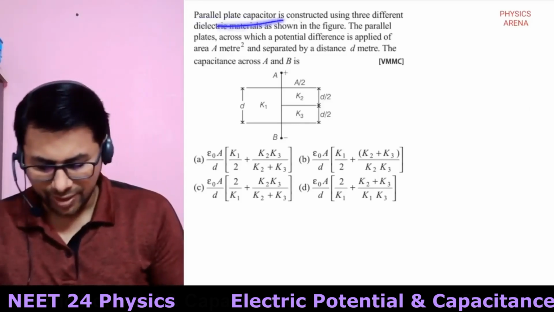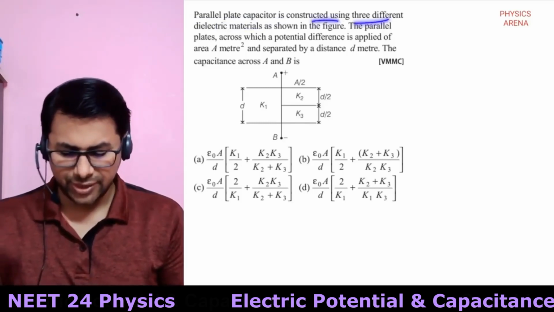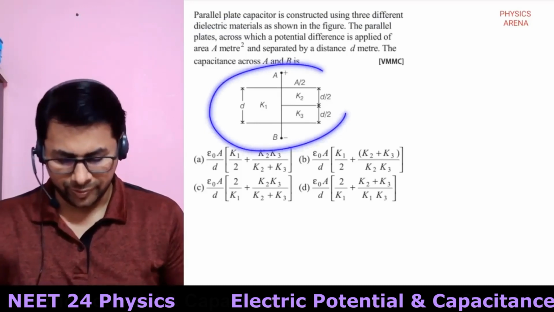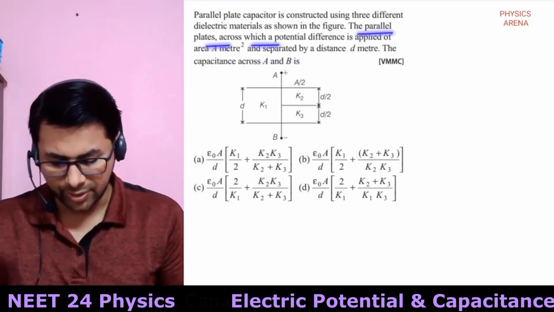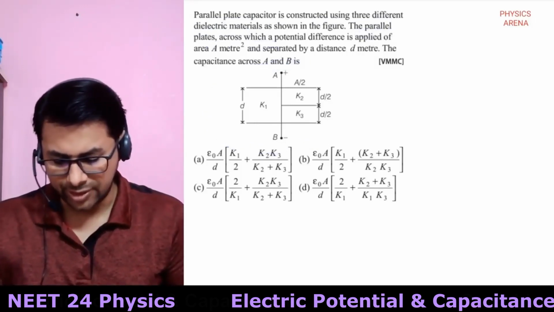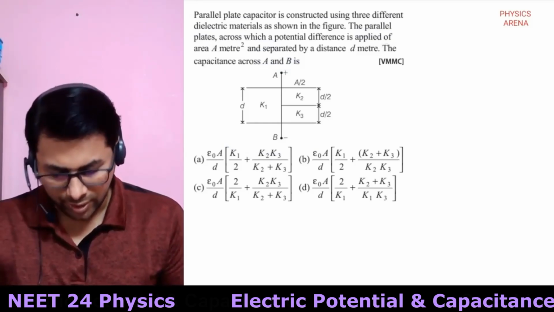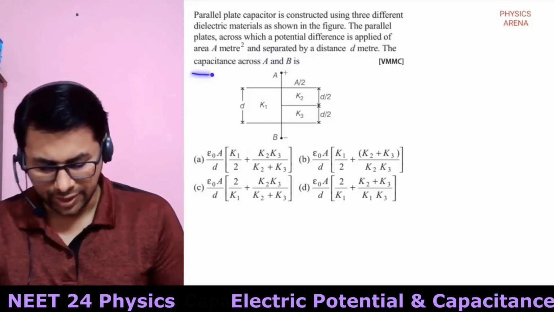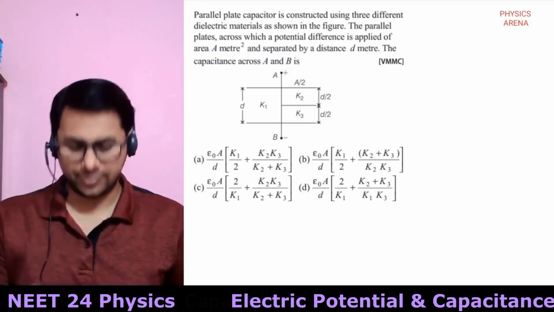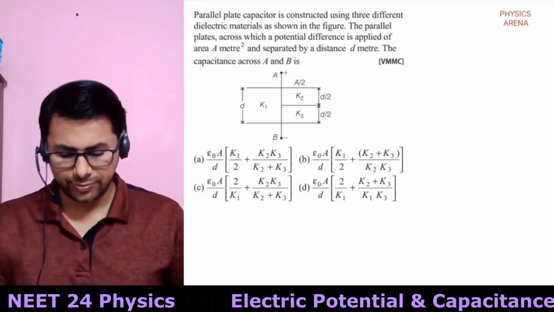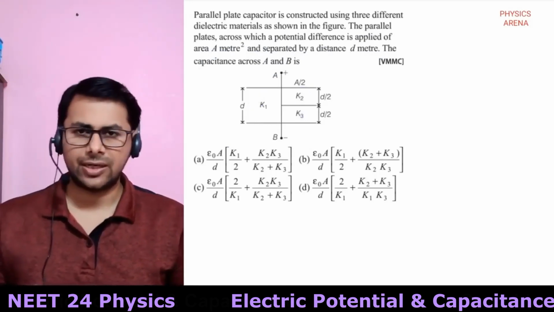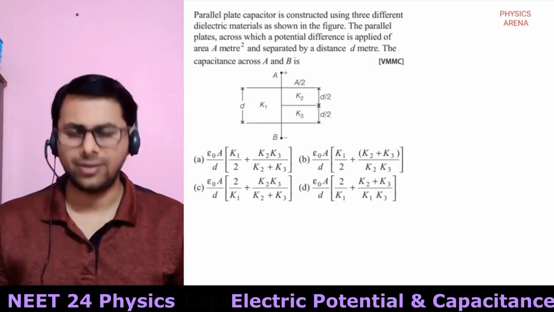Okay, a parallel plate capacitor is constructed using three different dielectric materials as shown in the figure. Like this, the parallel plates across which the potential difference is applied are of area A meter square and separated by distance d meters. The capacitance across A and B is? So tell me, what will you do? K1, K2, K3. Which ones are in series? Which ones are in parallel?